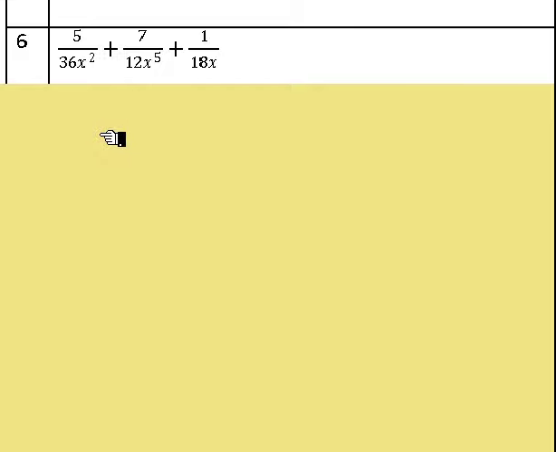In number 6, we're adding fractions, so we have to get a common denominator. And what we do is first we concentrate on the coefficients. And we want a common denominator of 36, 12, and 18. So we're looking for the smallest number that all three divide into. We'll start with the largest number, the 36. And let's see, well, 12 does divide into 36, and 18 does divide into 36. So 36 is good. Let's use that.